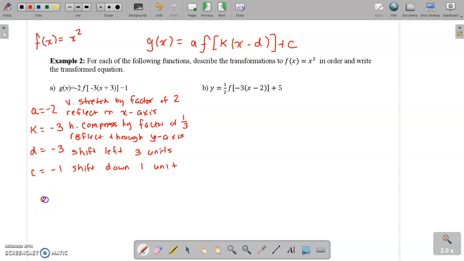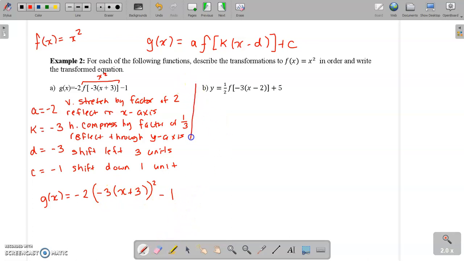So here we would have our g of x equal to minus 2, and now our f of x, which is minus 3x plus 3, and that's all squared, minus 1. So you can see here where our f of x, remember, was x squared, the original parent, and that's where you replace the x with everything inside.